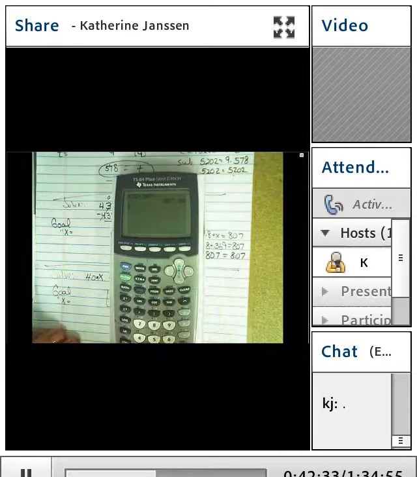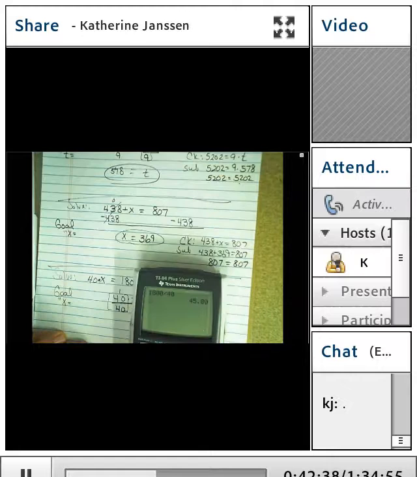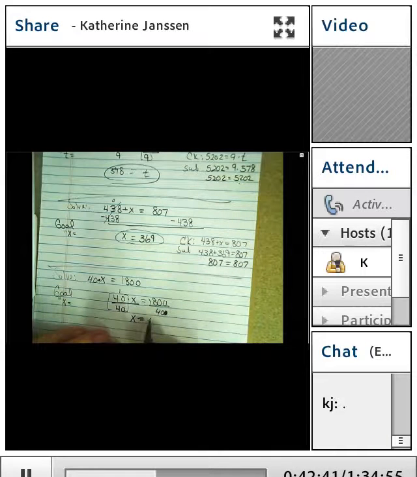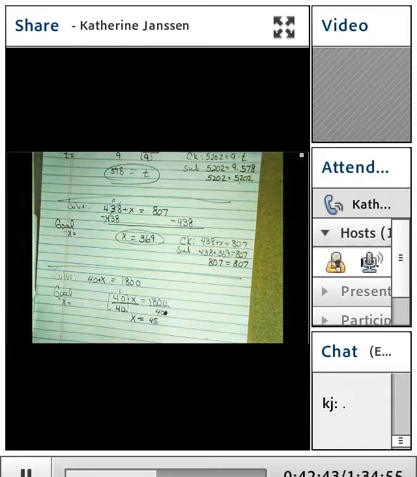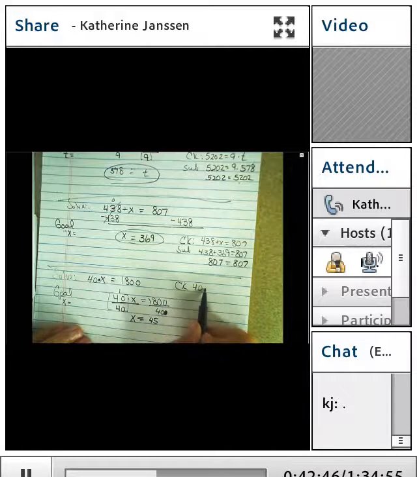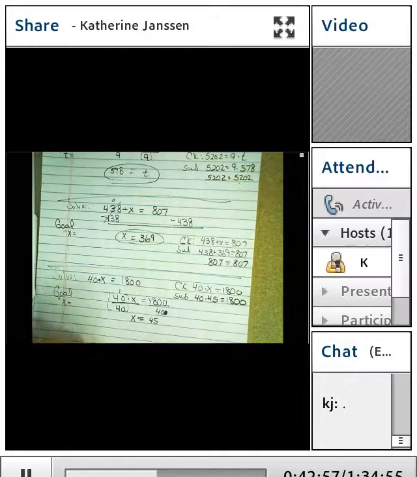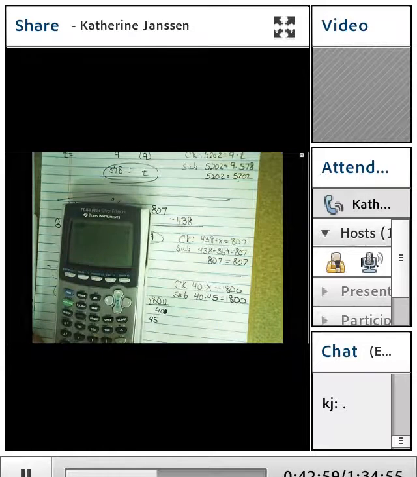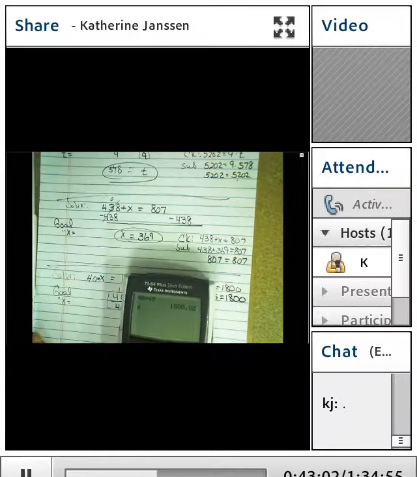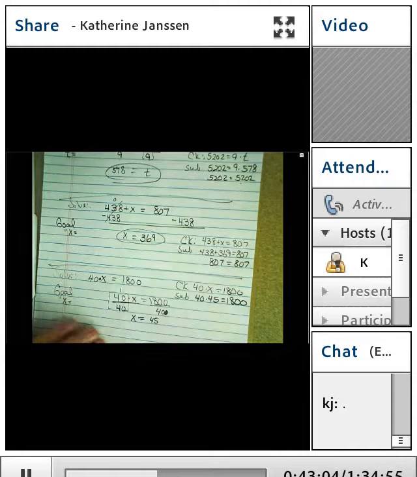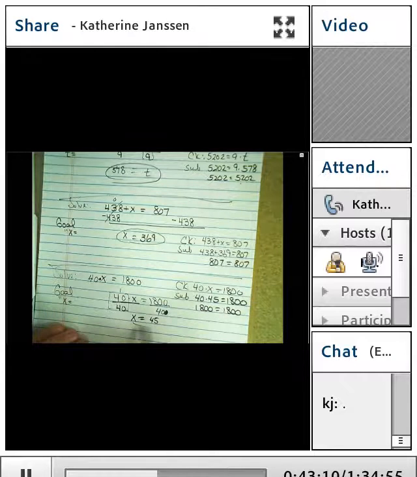So I have 1800 divided by 40 is 45. x equals 45. And checking, I have 40 times x equals 1800. I'm going to substitute my answer, which is 45, for every occurrence of x. Copy everything else down the same. 40 times 45 is 1800. That's a true statement, so I can circle my answer.